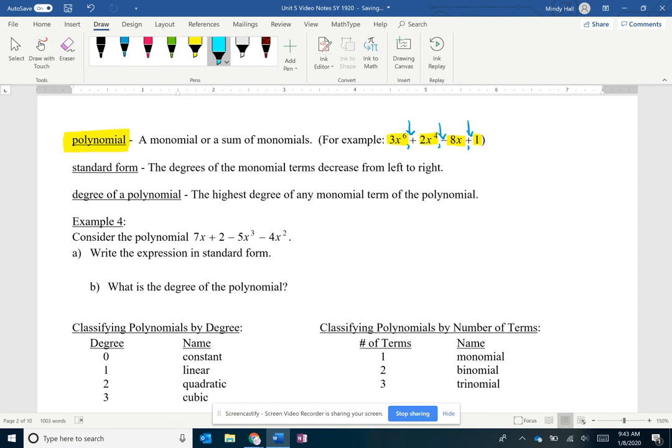Now, standard form, I know I've already been talking about it, but standard form puts the degrees of your monomials from highest to lowest. And again, if the definition doesn't work for you, just rewrite it. Exponents, highest to lowest.